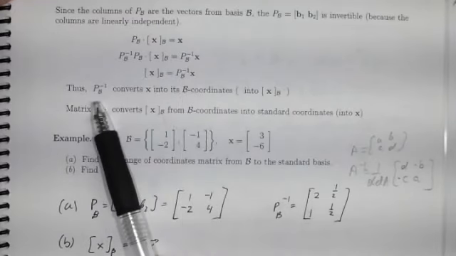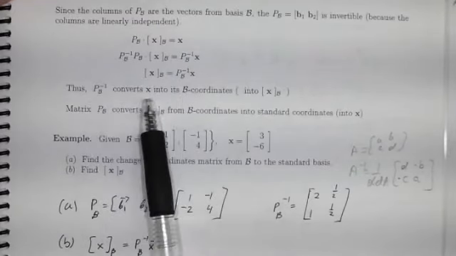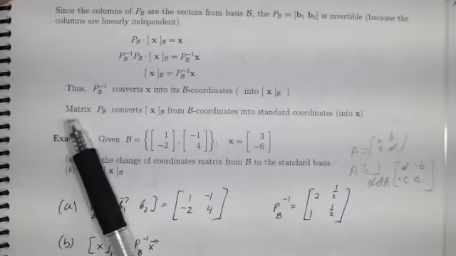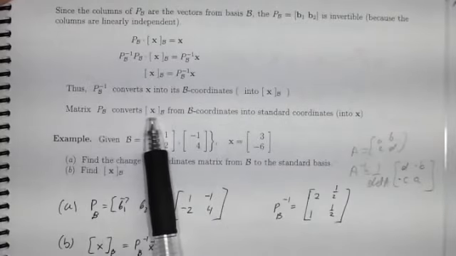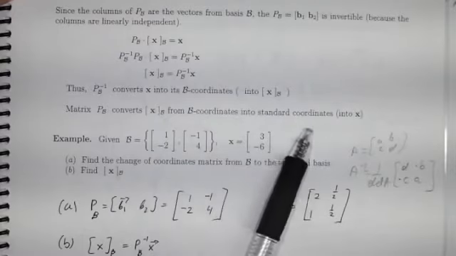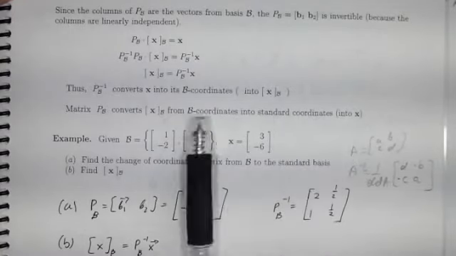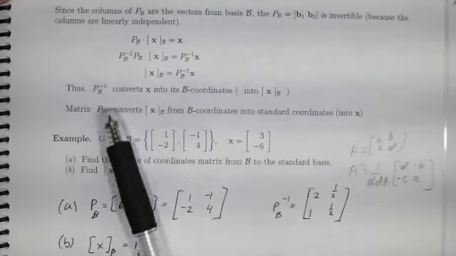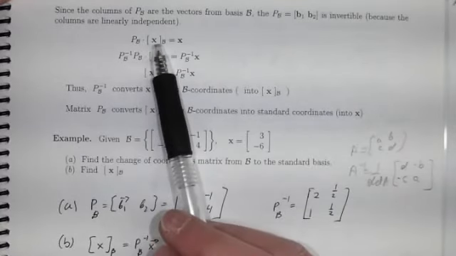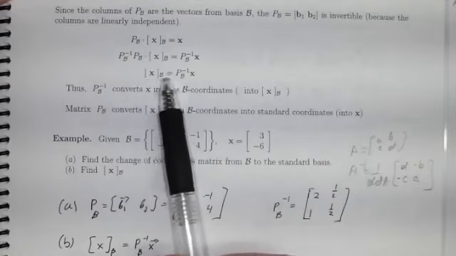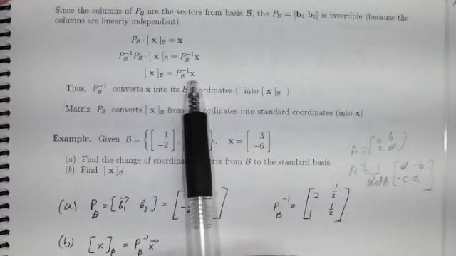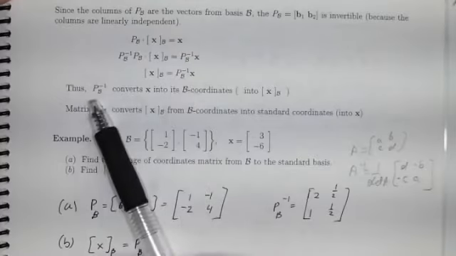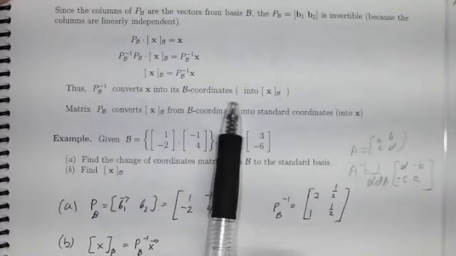So the matrix P inverse converts x into its B coordinates, or x_B, and matrix P converts x_B coordinates into the standard coordinates, that is into x. Because to find x, I have x_B, I need to multiply times the matrix P. So that's why P converts from the B coordinates to the standard. And if I have the vector and I would like to find the B coordinates, I would multiply times the inverse. So that's why the inverse converts x into B coordinates.